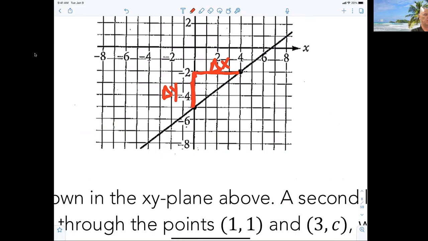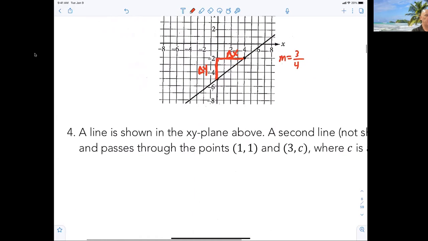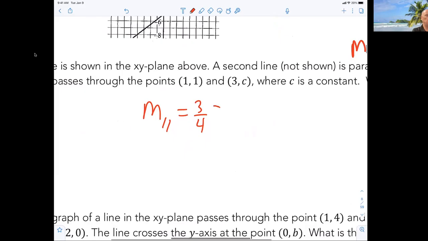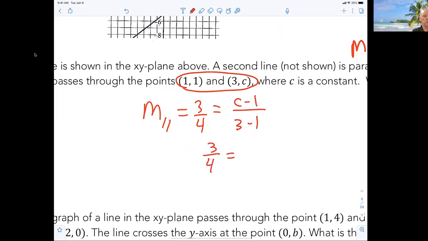So in this case, I would want you to be able to tell me your slope. How many did I go up? 3. How many did I go over? 4. So everybody knows the slope has to be what? 3/4. So that means the slope of the parallel line is 3/4. So then that is equal to this slope right here. I don't know why they chose C. It's kind of annoying, but it doesn't matter. We're just saying C minus 1 over 3 minus 1. So 3/4 equals C minus 1 over 2. Is everybody good with that?